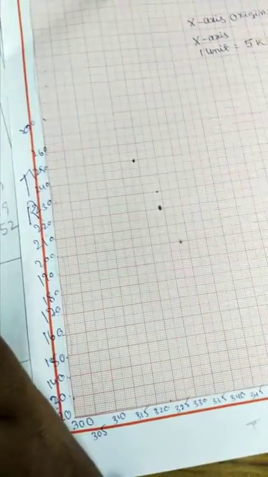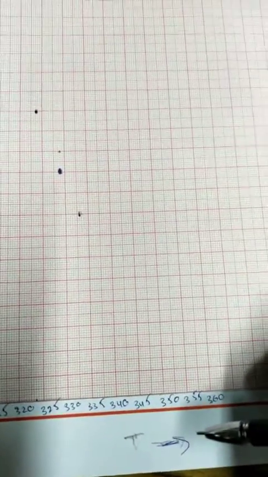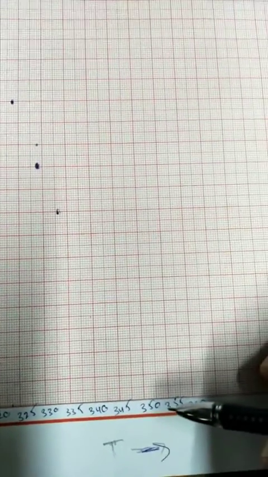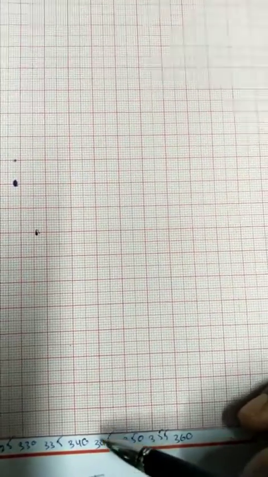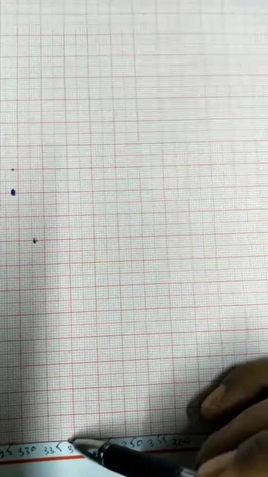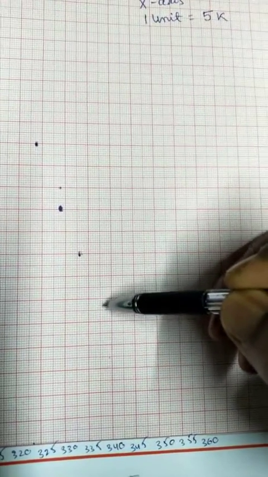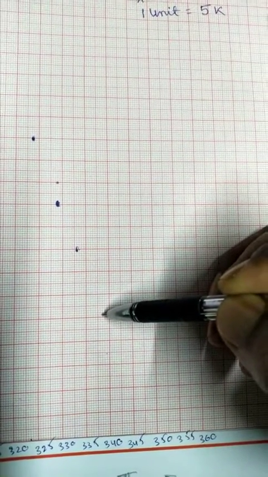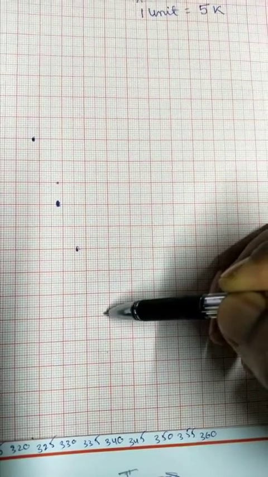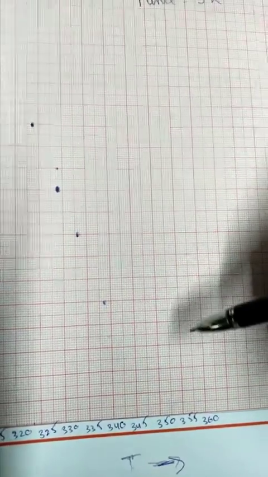Okay. Next, I'll go for 338, 170. Where is 338? 338 means 4 lines. This is 338, and 170 we have. Okay, 338, 170 somewhere I have here. Okay, here I have 170 right now.